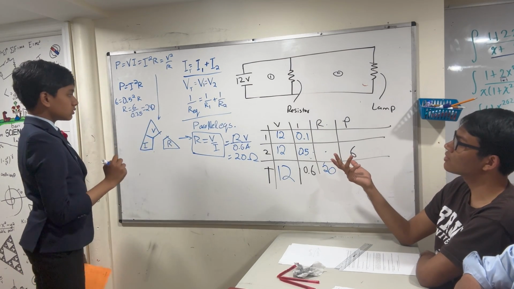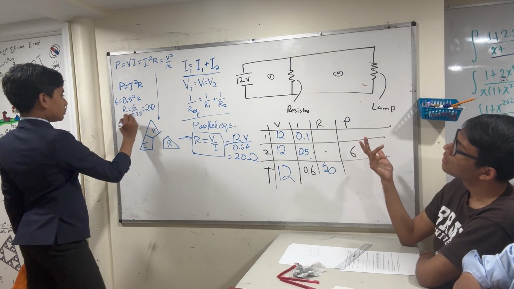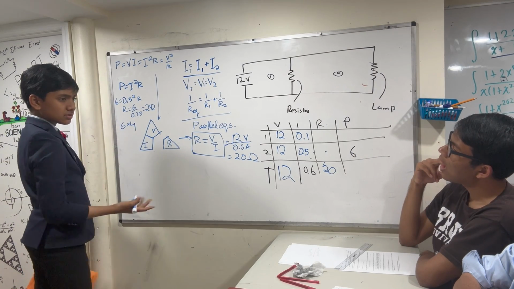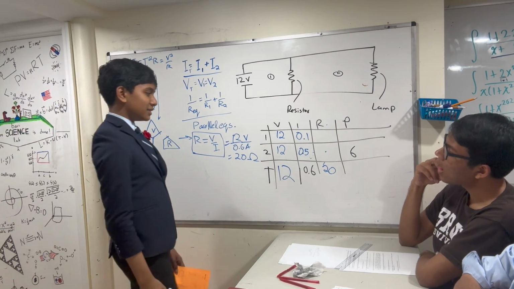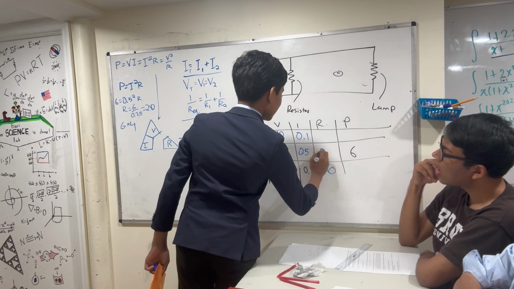That's correct. How did you know that without a calculator? 6 over 0.25, 6 times 4. Oh, okay. You must be dumb. Again, no question.